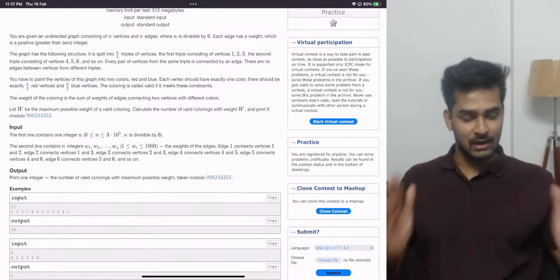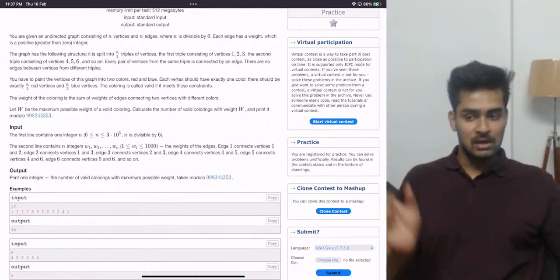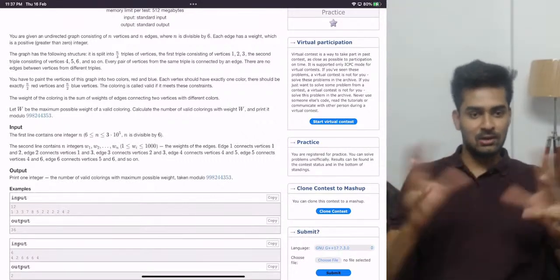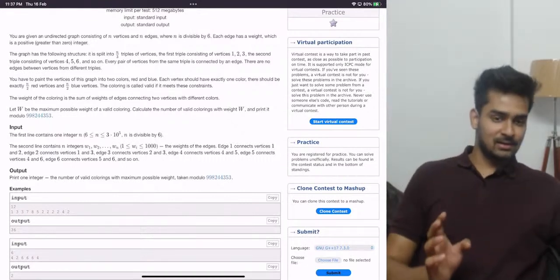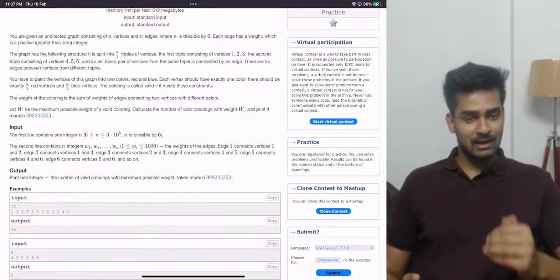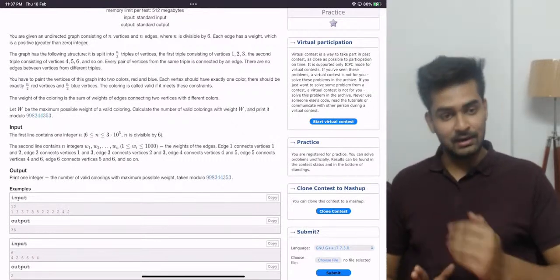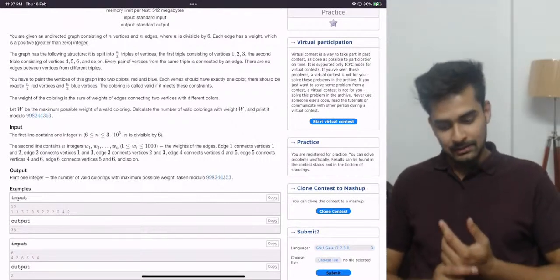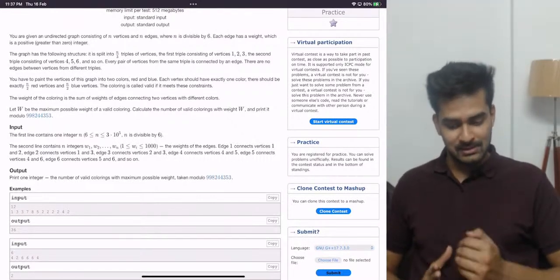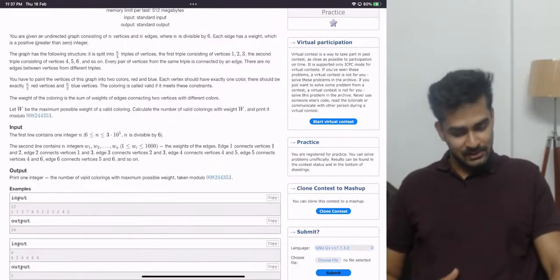So basically you have n number of vertices, and you've divided all these vertices into triplets. 1, 2, 3 is one triplet. Let's call these sets. 1, 2, 3 is one set, 4, 5, 6 is another set, 7, 8, 9 is another set, and so on. And we know that n is divisible by 6. Now, you have to paint the vertices of this graph into two colors, red and blue. Each vertex should have exactly one color. There should be exactly n by 2 red vertices and n by 2 blue vertices. The coloring is called valid if it meets the constraints.